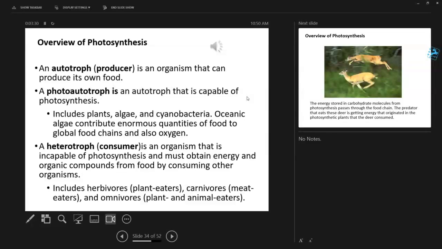Heterotrophs, consumers, just means something that is not an autotroph, so it has to get nutrients from other organisms. So we have to eat plants or animals or fungi. So we are heterotrophs and consumers. That includes herbivores that eat plants, carnivores that eat meat or other animals, and omnivores that eat both plants and animals. Most humans are omnivores.